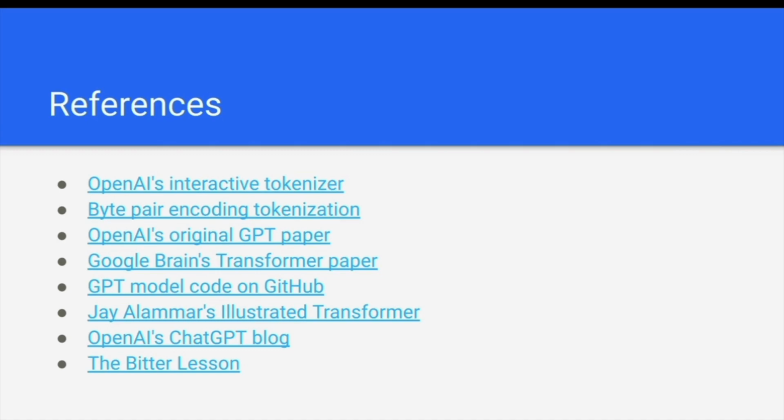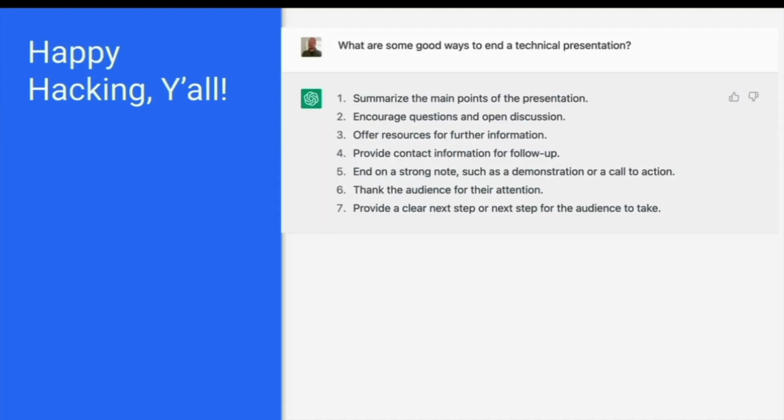Okay, so I'll mostly end there. There are some references that I have in the deck here, if you want to chase these down, if you're interested in getting a little more detail on some of the methods I described, or even reading some of the papers. OpenAI's original GPT paper is great. Google Brain's Transformer paper is seminal, a really interesting paper, and you can even dig into the model code for the original GPT, which OpenAI put on GitHub, which was awesome. I used that to prepare for this talk, in fact. Yeah, happy hacking, y'all.